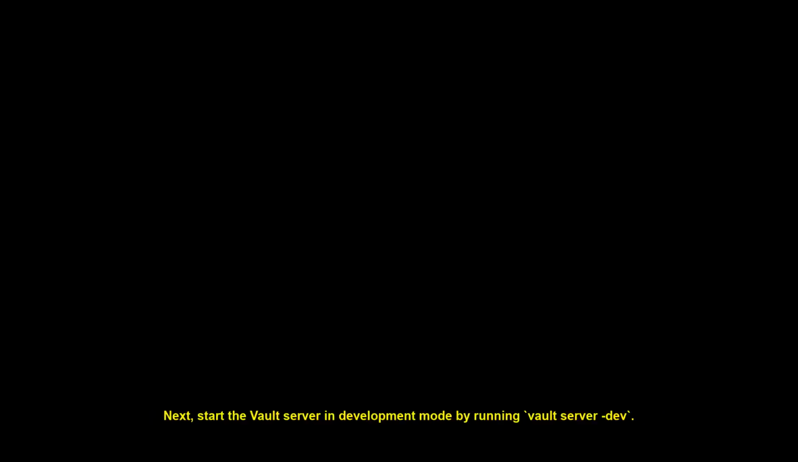Next, start the Vault server in development mode by running vault server -dev. This allows you to quickly set up a testing environment. Take note of the root token displayed in the terminal, you will need it later. Open a new terminal window to avoid any conflicts.